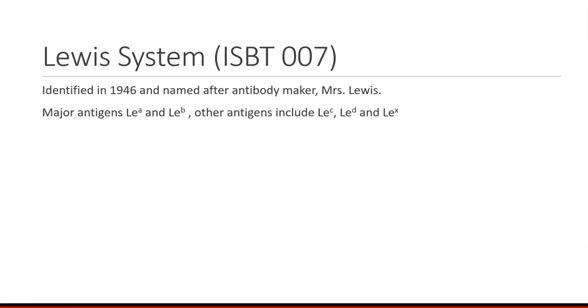The Lewis blood group system was identified in 1946 and named after the antibody maker, Mrs. Lewis. The major antigens that I want you to know about are Lewis A and Lewis B. Other antigens include Lewis C, D, and X. As an MLS, you would have to know about those, but at the MLT level, Lewis A and Lewis B are what you're expected to know.